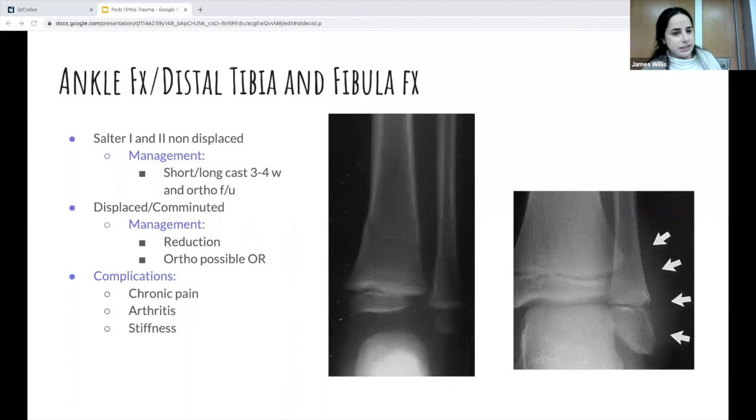So these are tib-fib fractures. They are usually Salter 1 and 2. If it's non-displaced, they can get a short or long cast for 3 to 4 weeks and ortho follow-up. If it is displaced and comminuted, then they need reduction and ortho for possible OR. Complications will be chronic pain, arthritis, and stiffness.